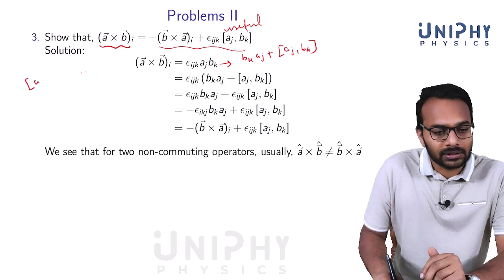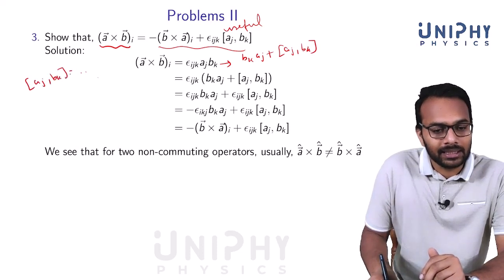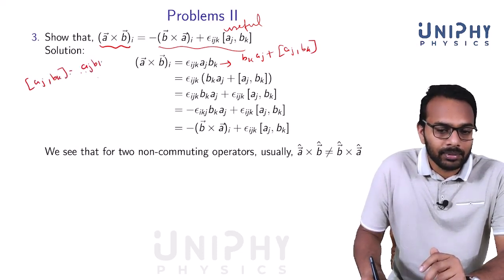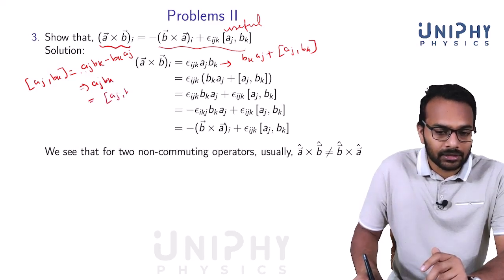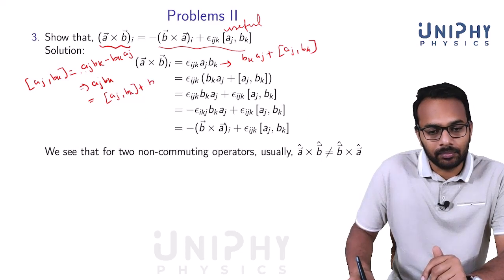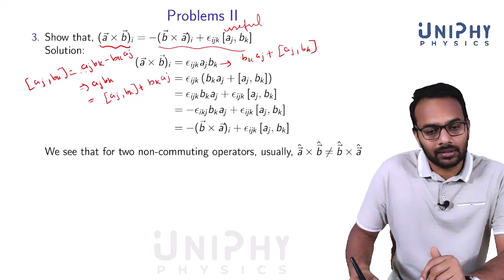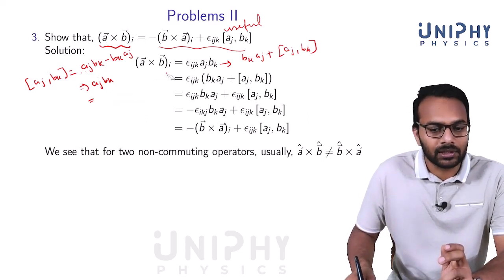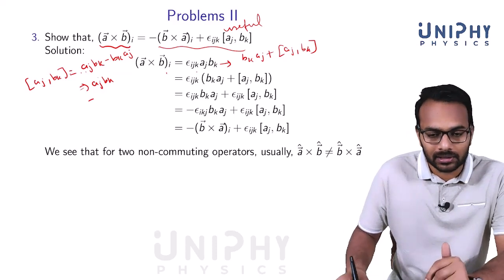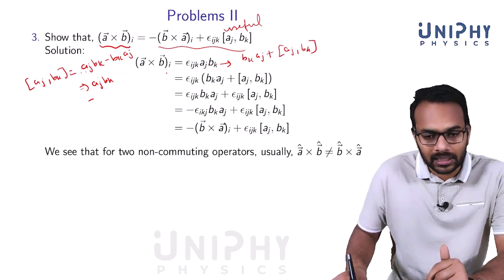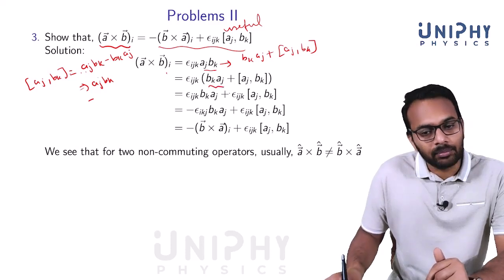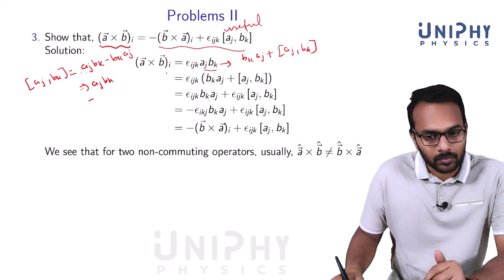Why? Because the commutator of A_j with B_k means A_j B_k minus B_k A_j. This means that A_j B_k is equal to the commutator of A_j with B_k plus B_k A_j. That's exactly what we saw in the previous problem also. It's not particularly difficult. So in this epsilon_ijk, I have pulled out and written A_j B_k as B_k A_j plus the commutator of A_j and B_k.